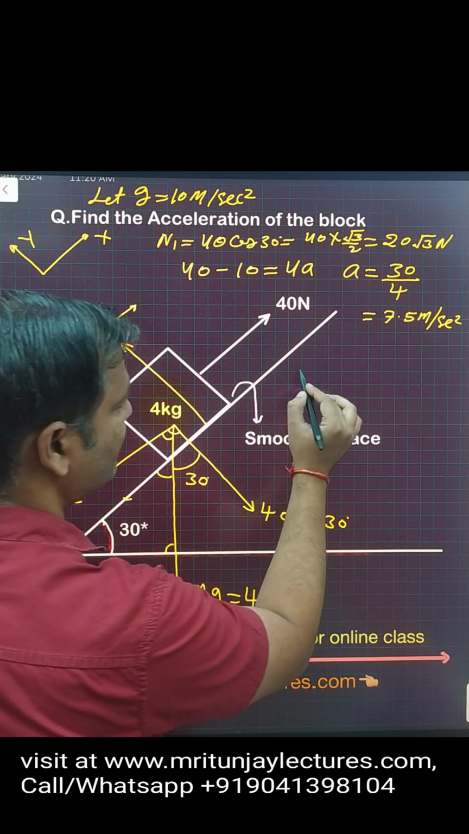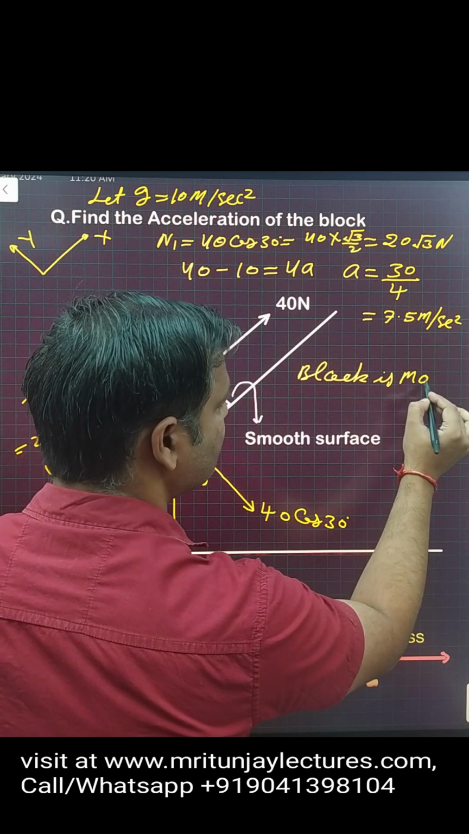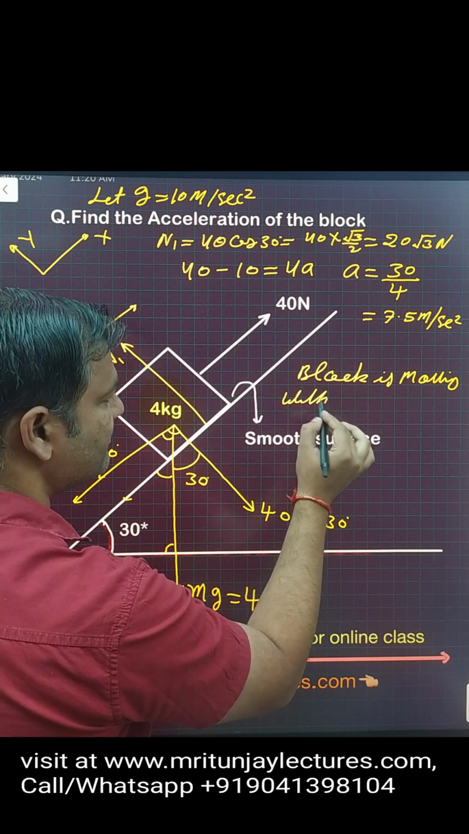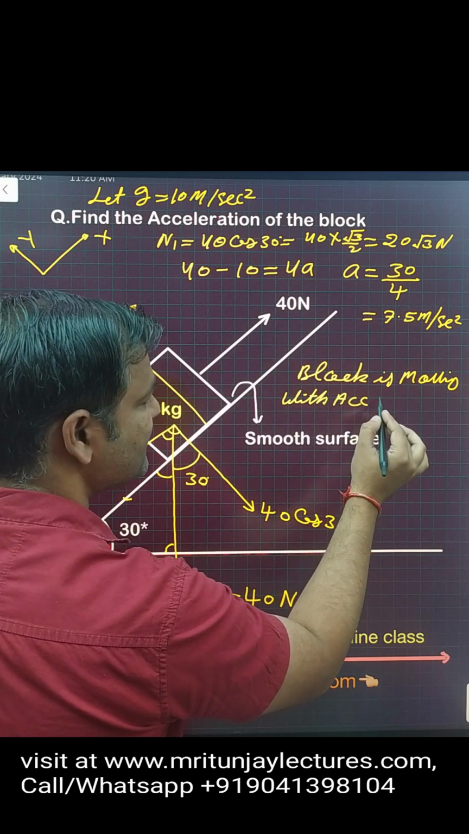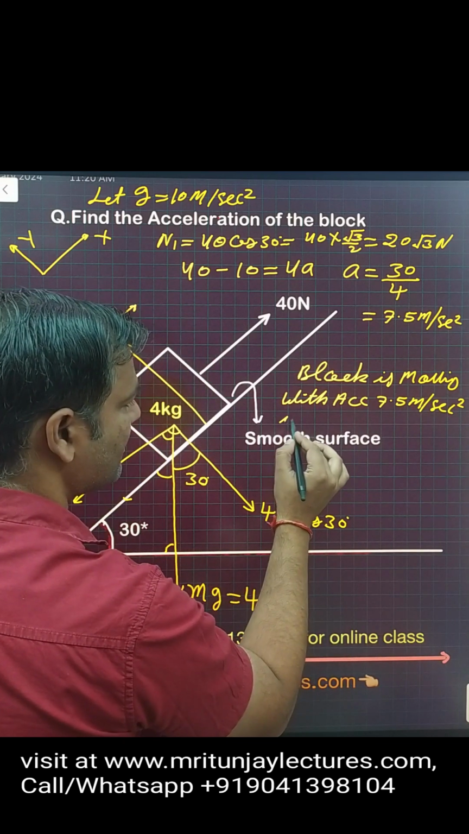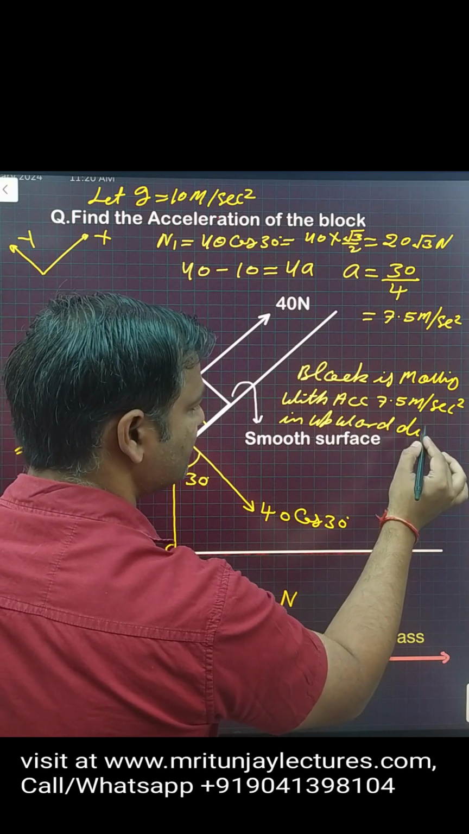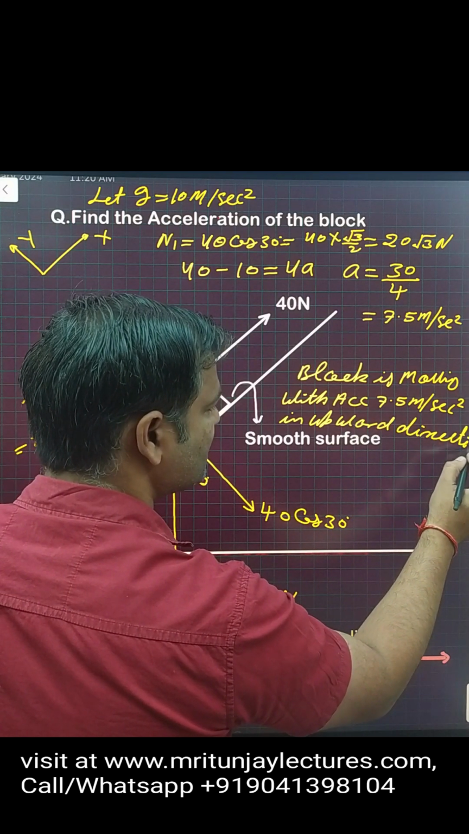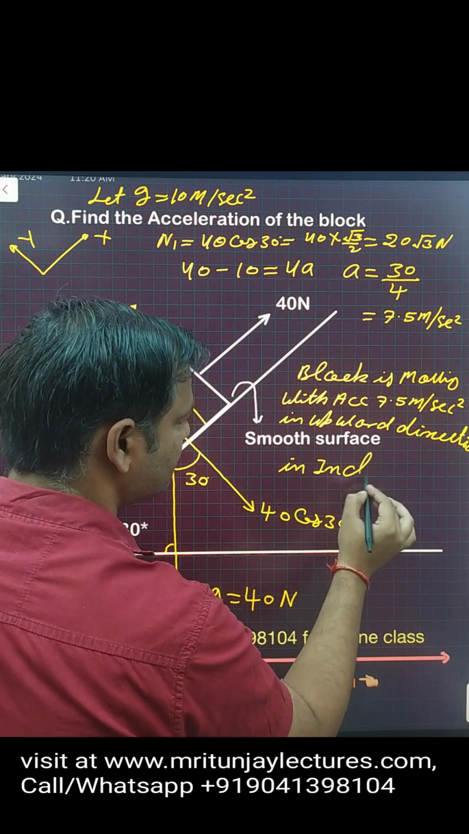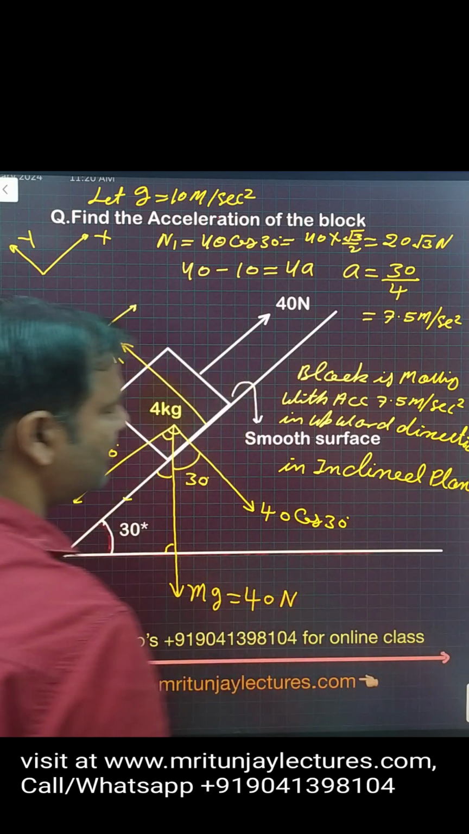So you can say the block is moving with an acceleration of 7.5 meter per second square in the upward direction, up the inclined plane. Clear?